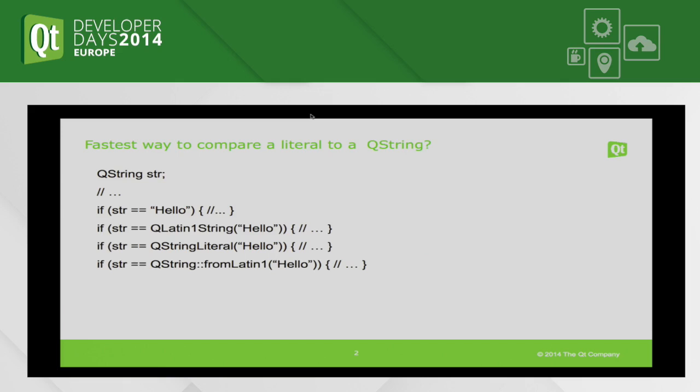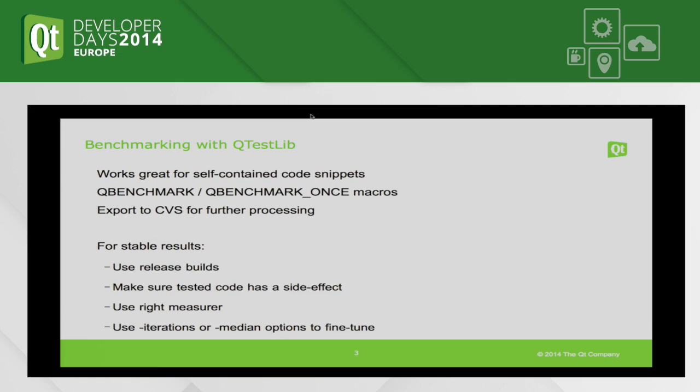So that's QTestLib. It's really powerful. It's very fast to create quick tests for self-contained code snippets. There are these two macros, QBENCHMARK and QBENCHMARK_ONCE. Don't worry about QBENCHMARK_ONCE until you need it. You can export stuff. Generally, for stable test results, just use release builds. Make sure that the test code has a side effect. Actually, I ignored that in this test case, but it worked anyway.